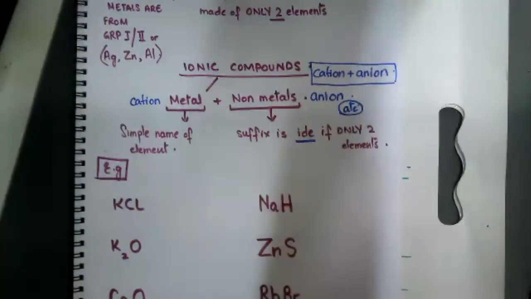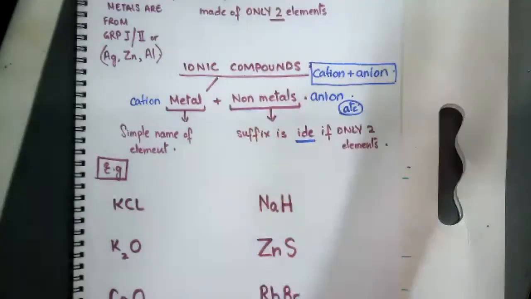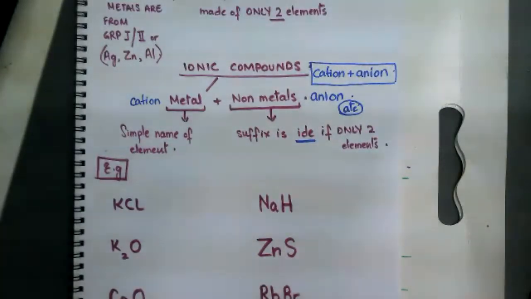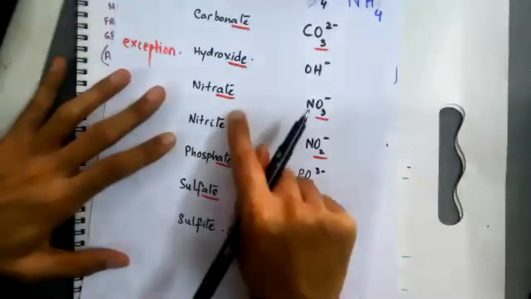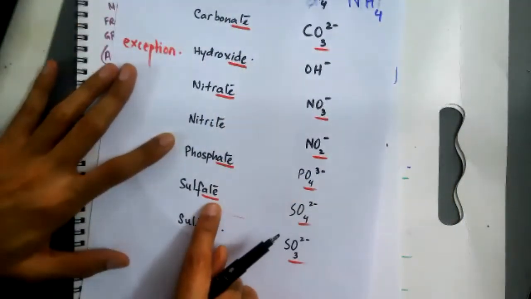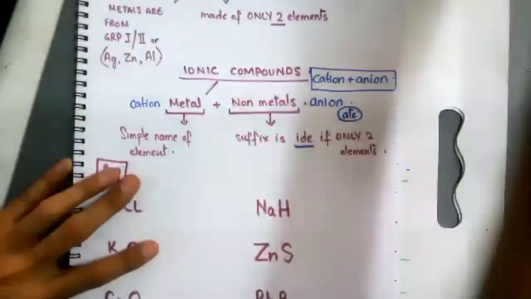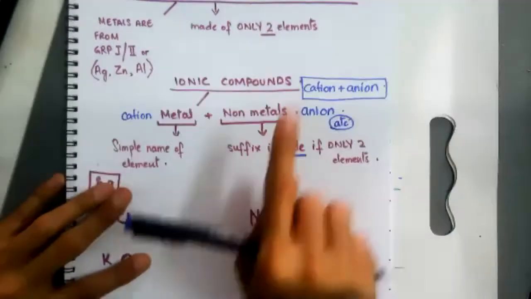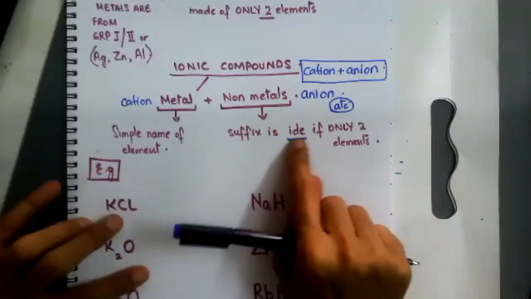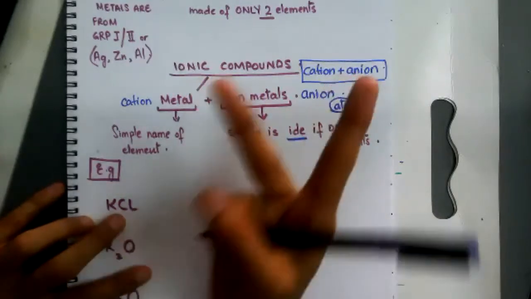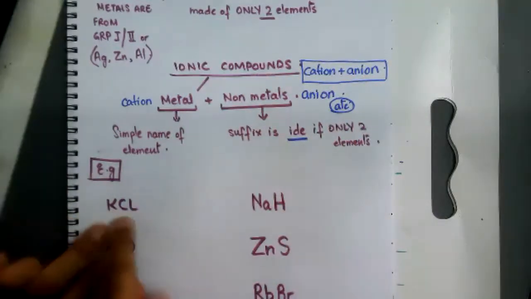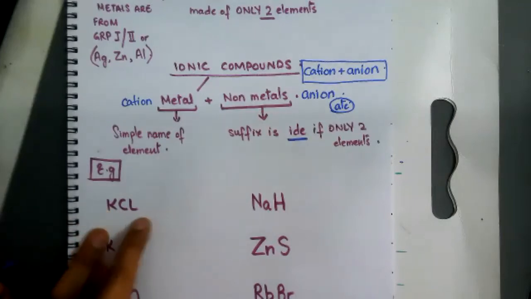Polyatomic ions containing oxygen. Can I have my list of polyatomic ions? Here, this. Polyatomic ions containing oxygen will be ending in -ate, but we are not talking about them right now. We're talking about binary. So binary compounds are made up of only 2 elements and their names will end in -ide. Ide means made up of only 2 elements, 1 cation, 1 anion. So let's do this together.